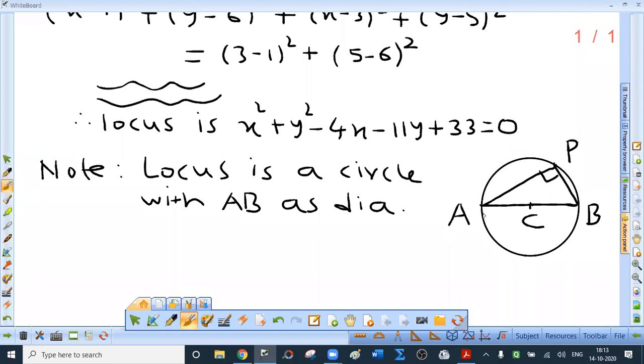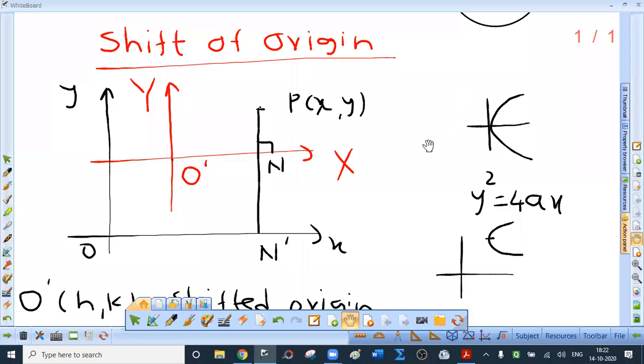After this, we discuss an important result, that is shift of origin. Now we discuss formulae for shift of origin. Basically, why shift the origin? You know that this is a parabola. We say that this is in standard form, that is, to obtain this equation we make a proper choice of coordinate axes.